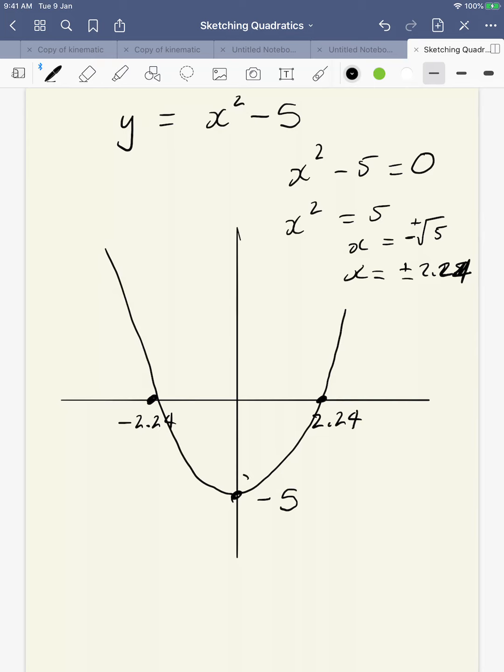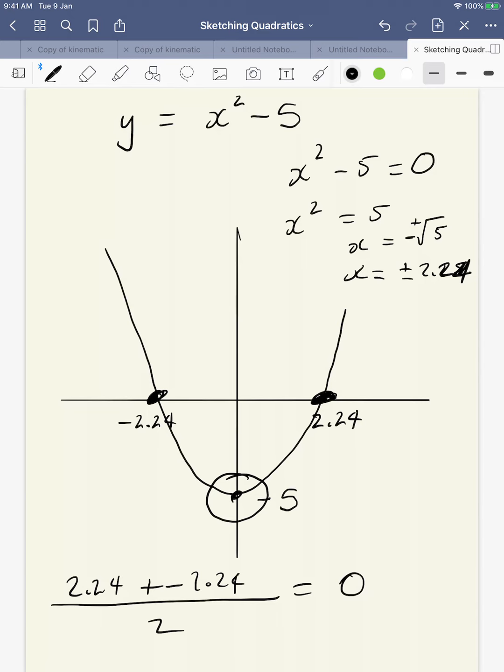Now, how do I know that this is actually the lowest point? Well, I know that's the lowest point because the zeros, if you add them together, 2.24 plus negative 2.24 divided by 2, that gives you 0. So x equals 0 is the line of symmetry. So this is x equals 0. That's the line of symmetry. So the line of symmetry is here. It is actually the y-axis. So the line of symmetry is x equals 0. And so therefore this vertex here is where x equals 0. And when you substitute x equals 0 into the equation, you get 0 minus 5 is -5, okay?